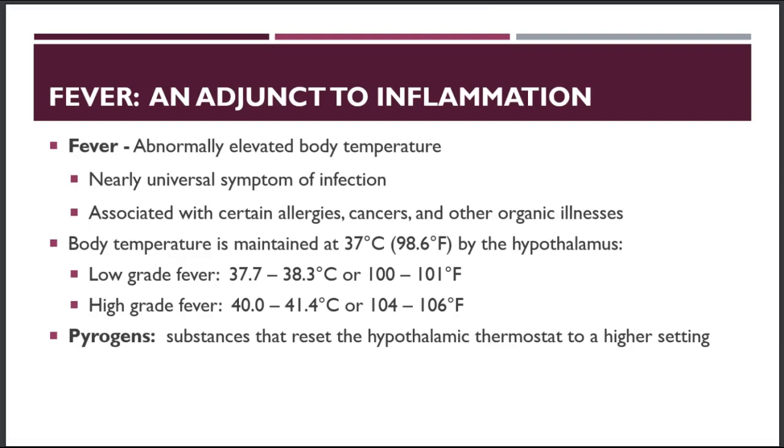There are a number of substances that stimulate fever. We call them pyrogens. These substances reset the hypothalamic thermostat. So our hypothalamus is what regulates body temperature. And these substances reset that body temperature at a higher setting.